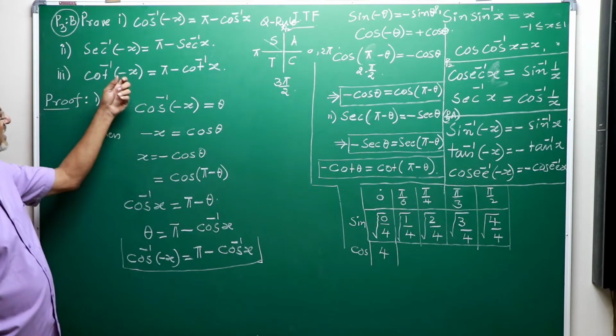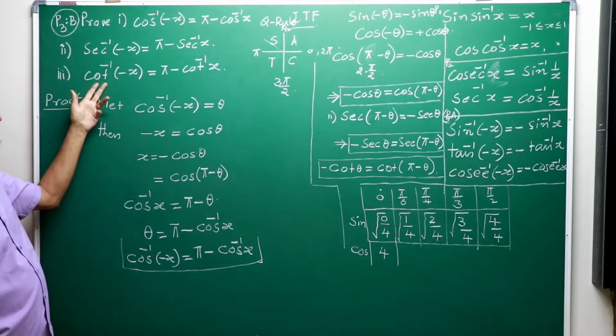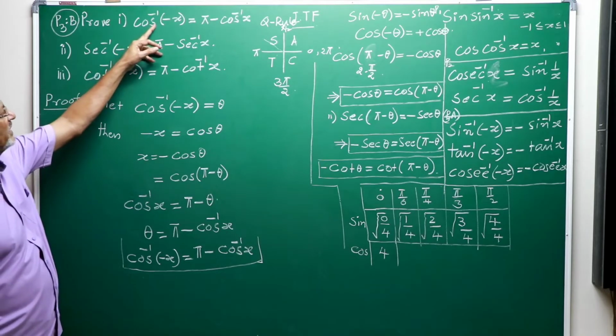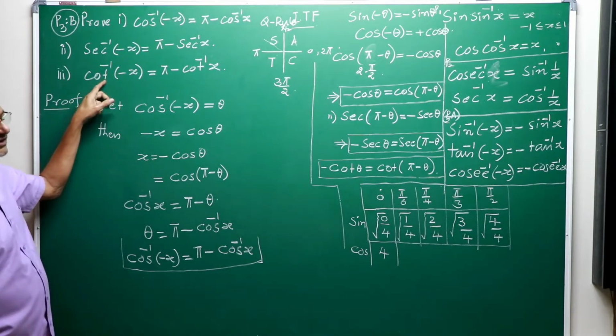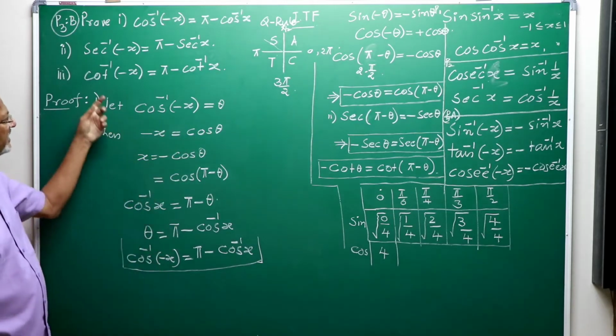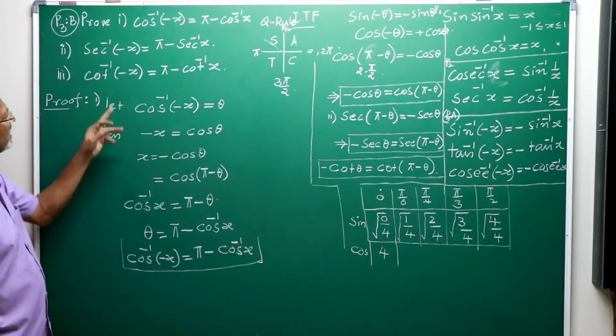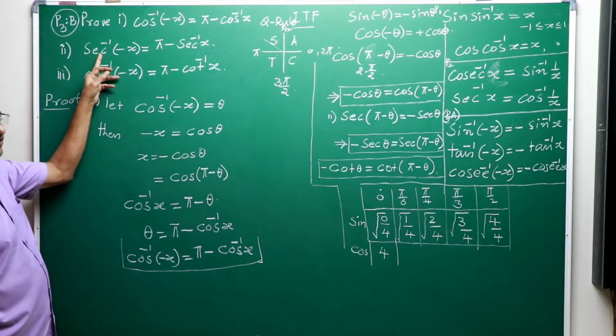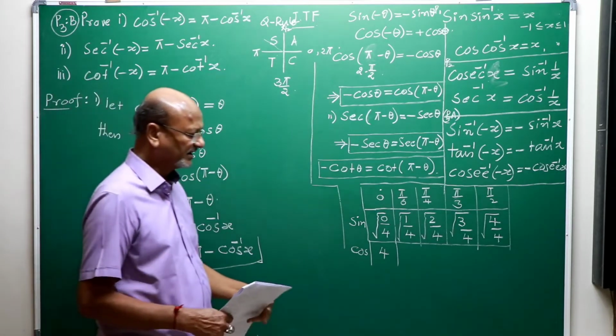My friends, you can write this third one yourself. What is the change? Instead of cos, you have to write it as what? Cot. You can write this third one yourselves. Now I write, if you want, this second one. Sec inverse.